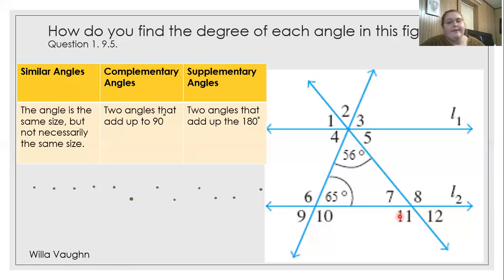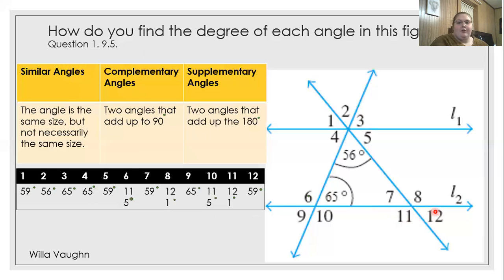And then we move on to our last angle, angle 12. Angle 12 is going to be opposite, a vertical angle, to angle 7. So angle 12, from our very first angle, angle 7, is going to be 59 degrees. And there you have our chart that shows 1 through 12 and what all the angles are.